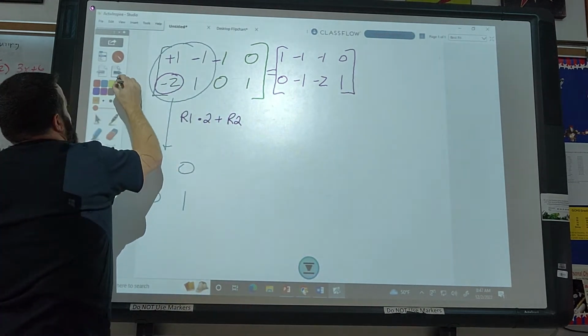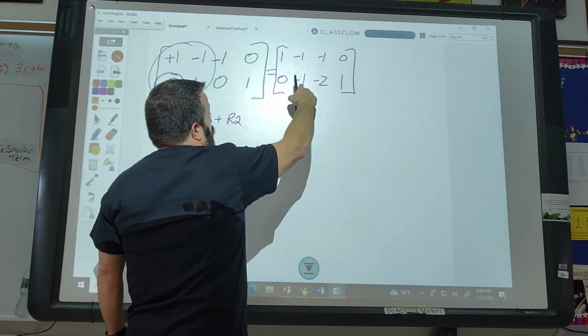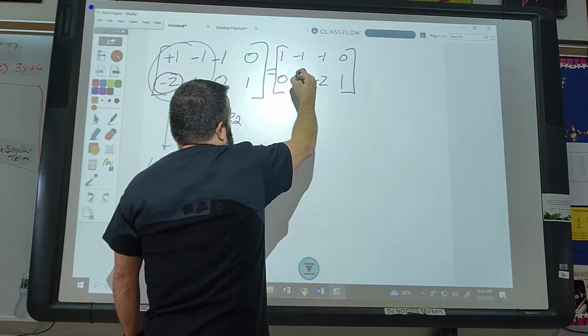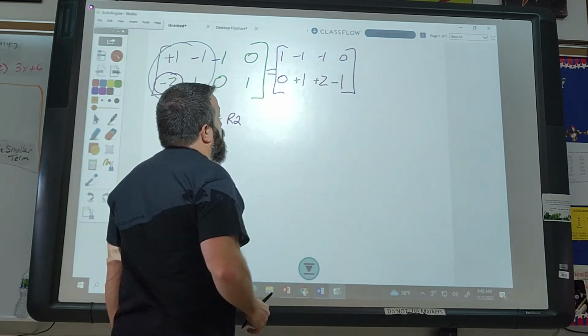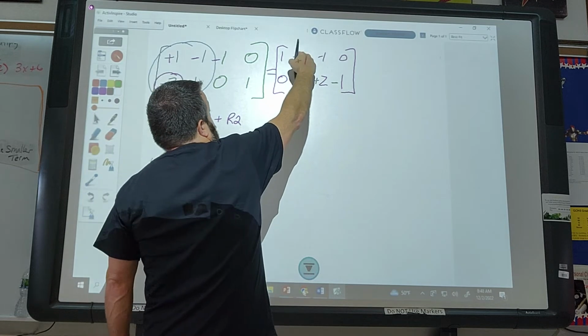Then, like I did in the previous problem, I can see that I need this to be a 1. Well, that's an easy fix. Change everything in this one to its opposite. So now I want to get rid of this. I want to make that a 0.